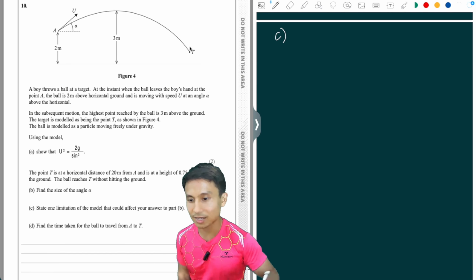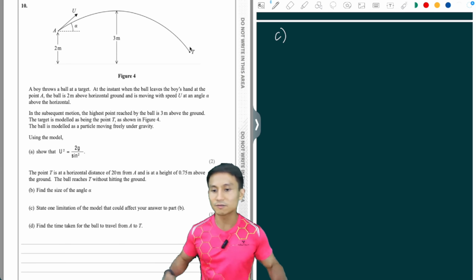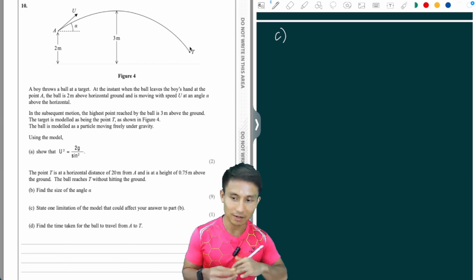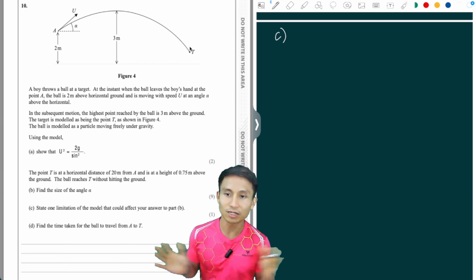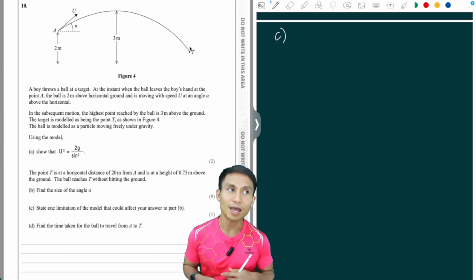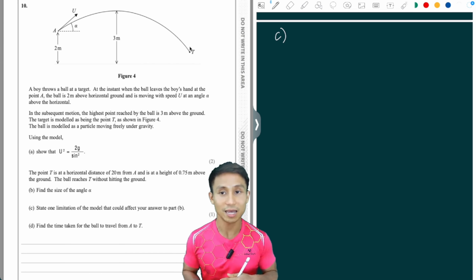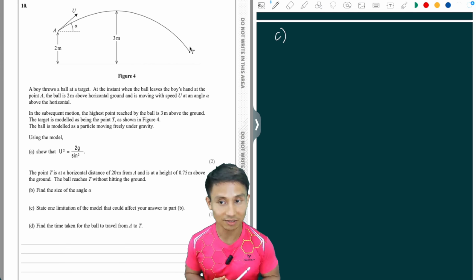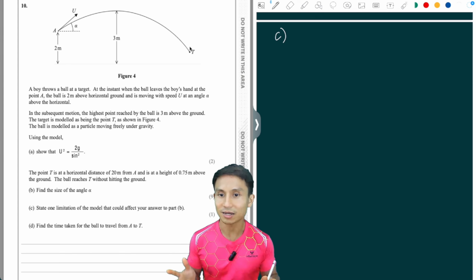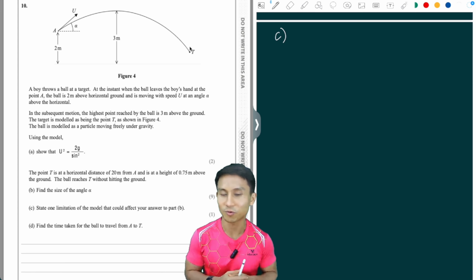Okay, so part C, state one limitation of the model that could affect your answer to part B. Well, usually you read the question. If they don't say yet that they ignore air resistance, then that's the target. Because usually air resistance is a big deal when you throw quite far away. We're assuming this is far, like 20.